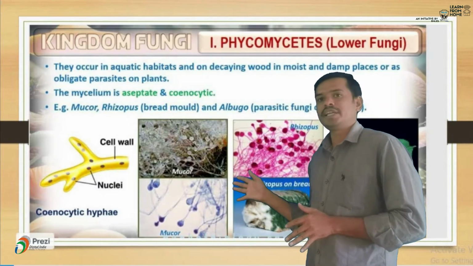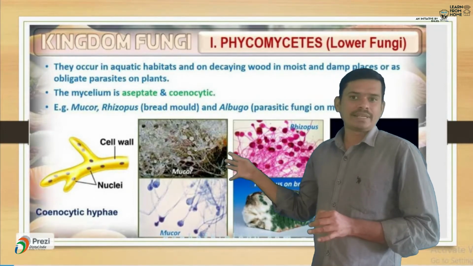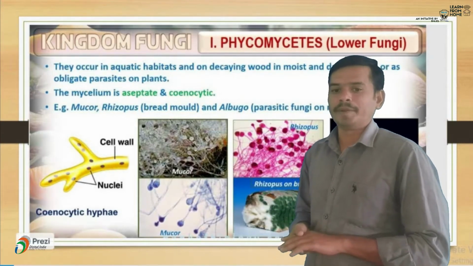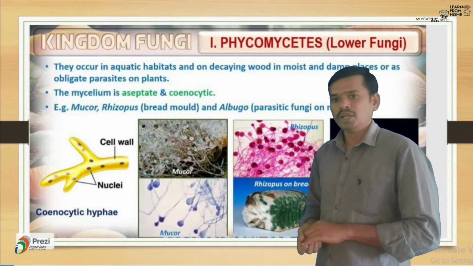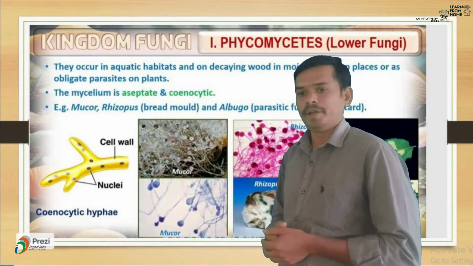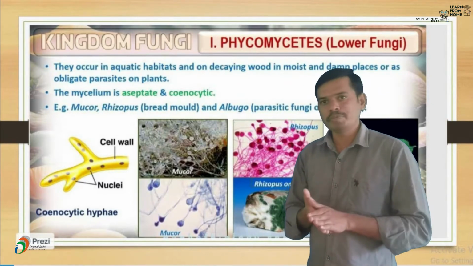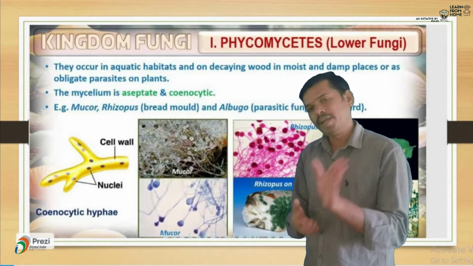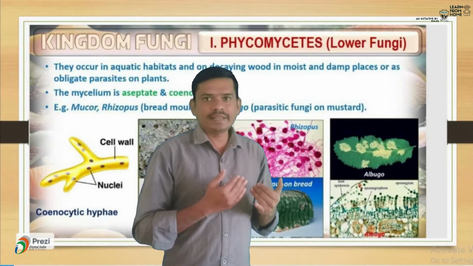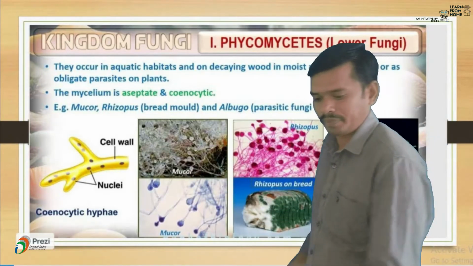The mycelium is generally aseptate and coenocytic. It is very important: the Phycomycetes mycelium is aseptate and coenocytic hyphae. Mucor and Rhizopus are known as bread mold, and Albugo is a parasitic fungus on mustard leaf.